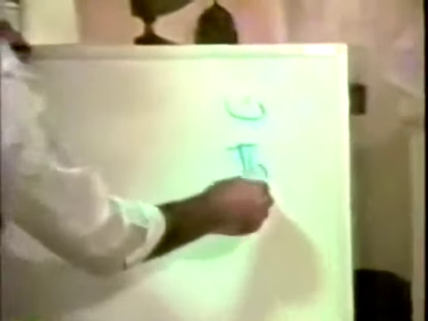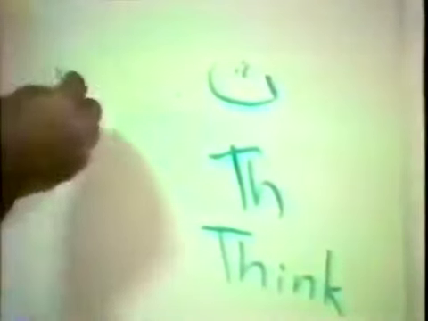The next letter has 3 dots. Tha. I want you to look at me now. Tha. You stick your tongue out. Tha. TH as in think, through, TH. TH as in think. And the name of the letter is Tha.